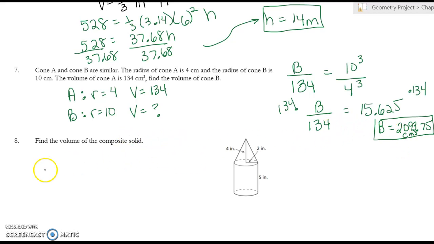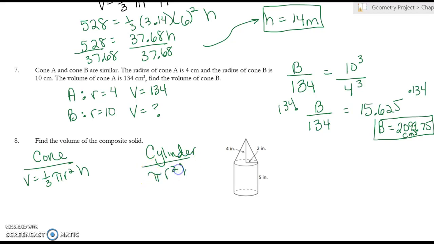All right, last thing, we have two shapes. So I got my cone, and my cone volume is 1/3 pi r squared height. And then I have my cylinder, which is pi r squared height. I think that you could do these, see what you can find, and then press play.